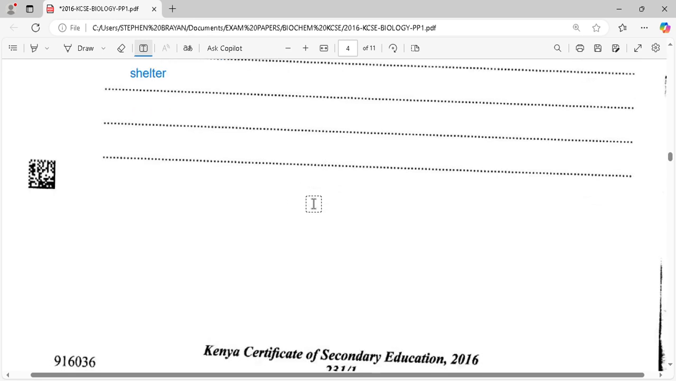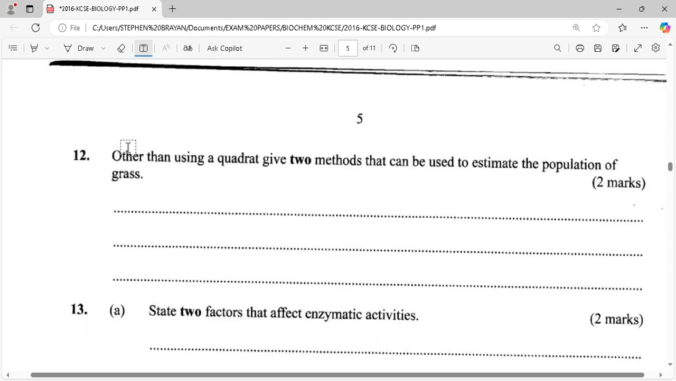Now you go to question 12. You are asked, other than the quadrant method, give two methods that can be used to estimate population of grass. This question was very tricky. If you write the capture-recapture method here, you will not get a correct answer, because capture-recapture is used for mobile or moving organisms. Grass does not move. Remember, we usually have four methods of estimating population: capture-recapture, quadrant, belt transect, and line transect.